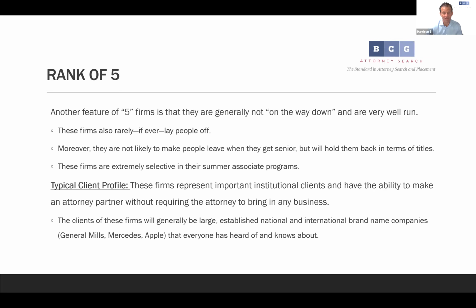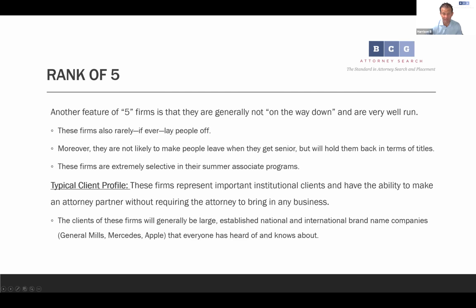And the 5 firms are generally just very well run. They have outstanding management. They hardly ever lay people off. When they do it, their brands take a little bit of a hit. But yeah, they typically also don't force people out when they get senior. They may not give them a title raise or something, but they definitely do not push people out the door.